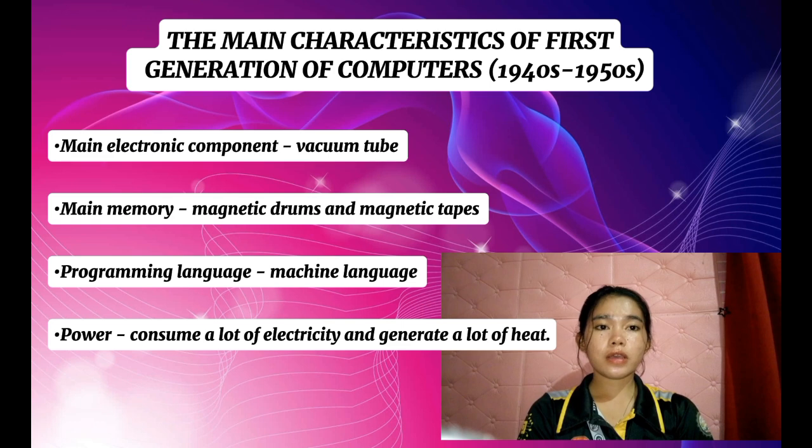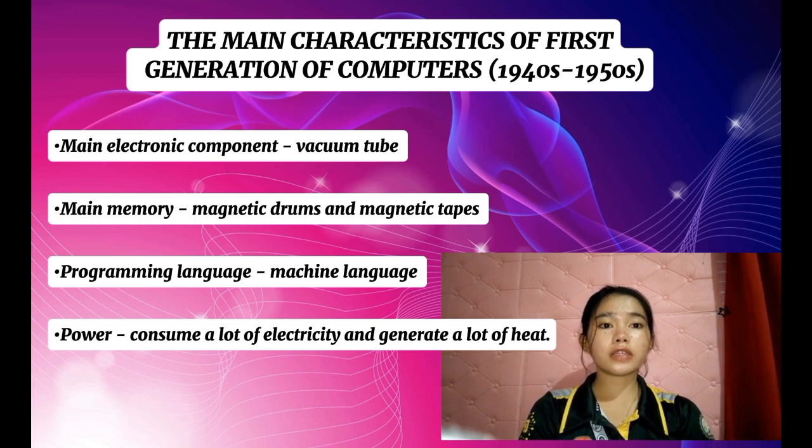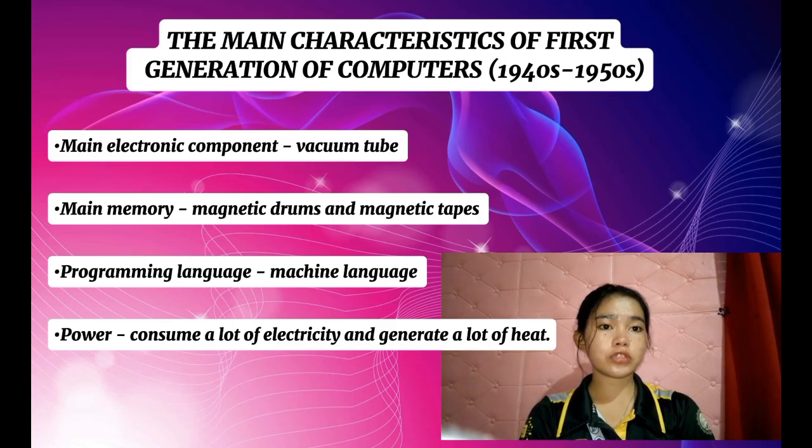Main memory: magnetic drums and magnetic tapes. These are used to store data and programs. Programming language: machine language. This is the programming language available. Power: they consume a lot of electricity and generate a lot of heat.